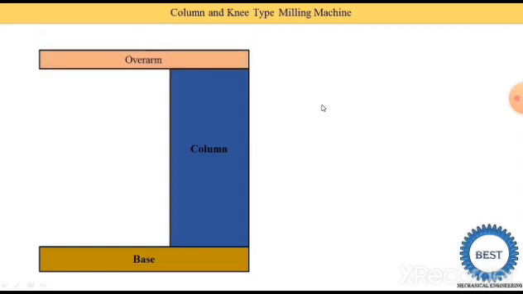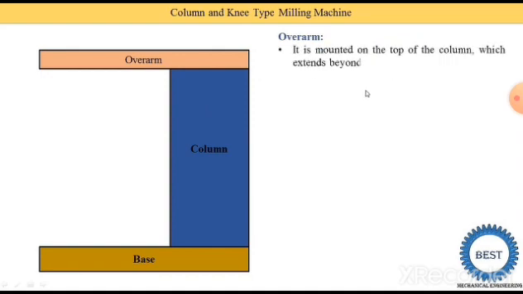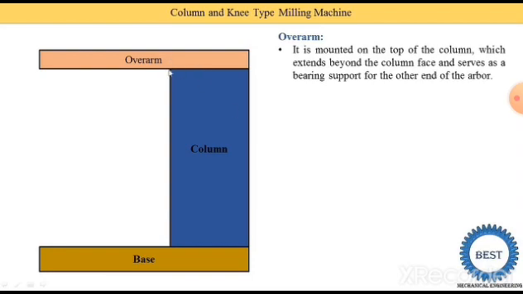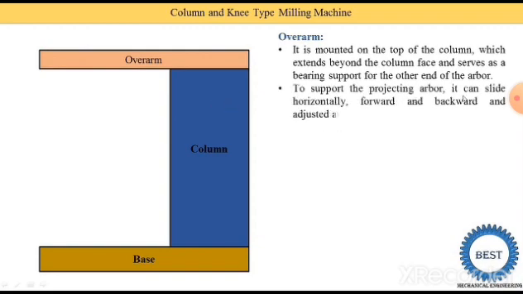Now the next component is the overarm. Because it is installed on the top part, it is known as the overarm. It is mounted on the top of the column and extends beyond the column face. It serves as a bearing support for the other end of the arbor. To support the projecting arbor, it can slide horizontally, forwards and backwards, and be adjusted to the required positions. On this overarm, dovetail guideways are also provided for the movement of the yoke.